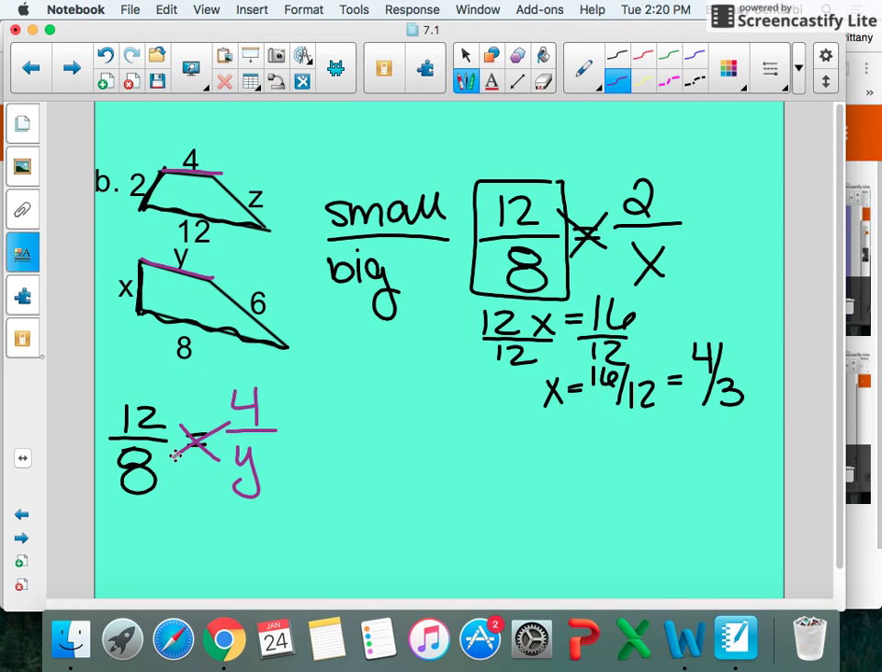So I'm going to cross multiply again. So you get 12Y equals 32. And I'm going to divide by 12. So then I get Y equals 32 over 12. Or again, we can simplify that to 8 over 3. So see, so far we still have 2 answers that are fractions. So that's why we don't want to be afraid of fractions.